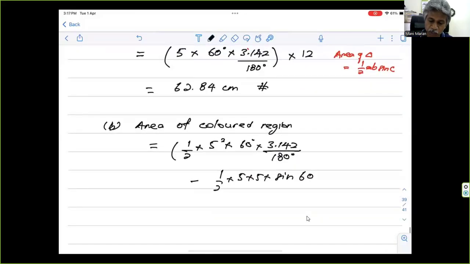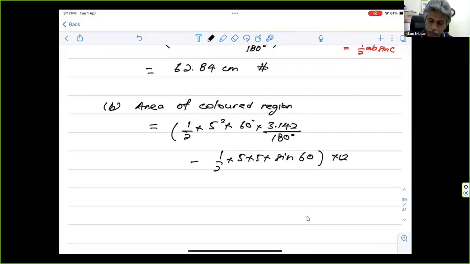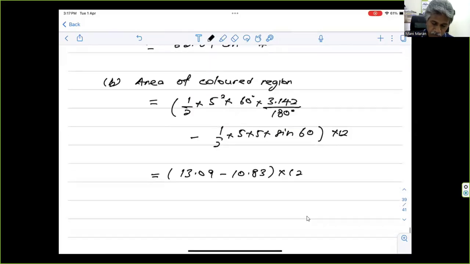So this value multiplied by 12, this will give you 13.09 minus 10.83, multiplied by 12. This will give you 27.12 cm squared. Okay, so that is the area of the colored segments. So that is the answer for part 2.